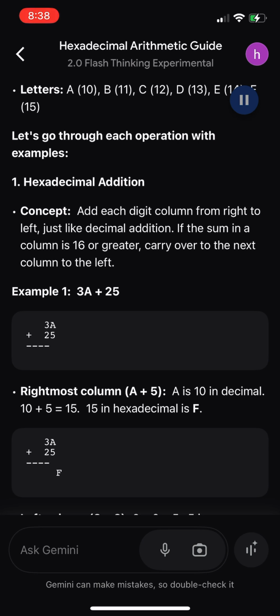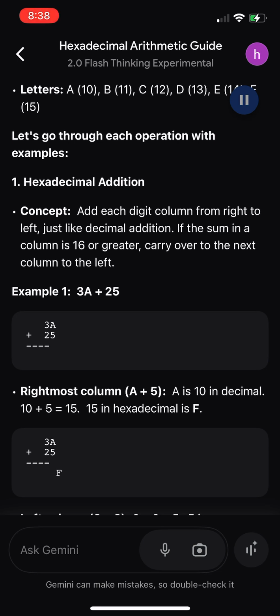2 on top, 1A into 45E, minus 34. Subtract 34 from 45. 45 minus 34 equals 11 in hex. 5 minus 4 equals 1. 4 minus 3 equals 1. Bring down the next digit, E. So we have 2, 1A into 45E, minus 34, 11E.